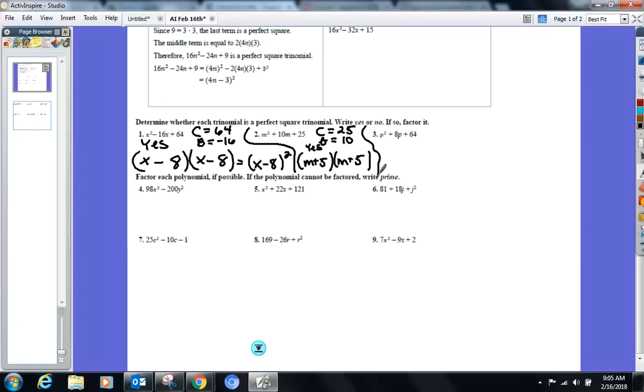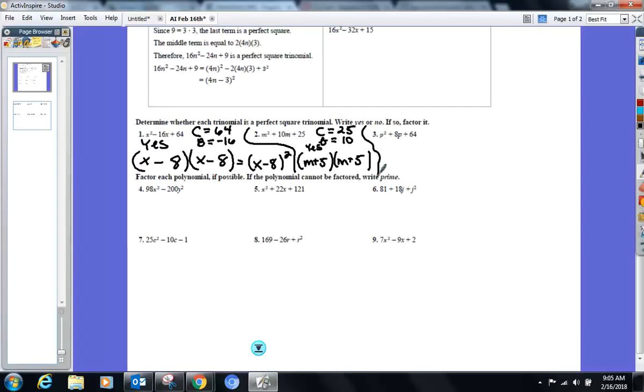Any issues right now before we get to 3? Yes? No. It's got to be the same binomials. Okay, same binomials. Good question. All right, how about 3? Ready? GCF. Nope. How many terms? 3.